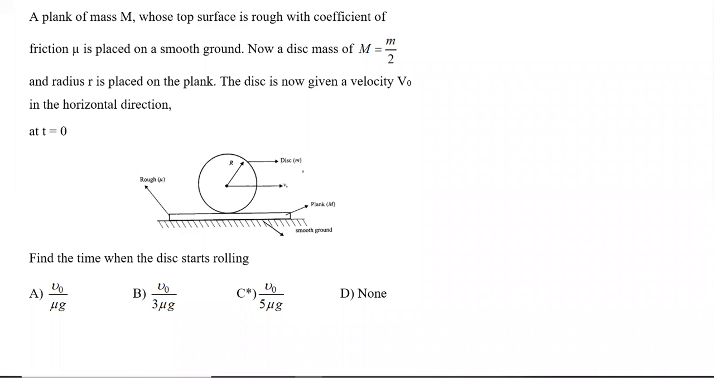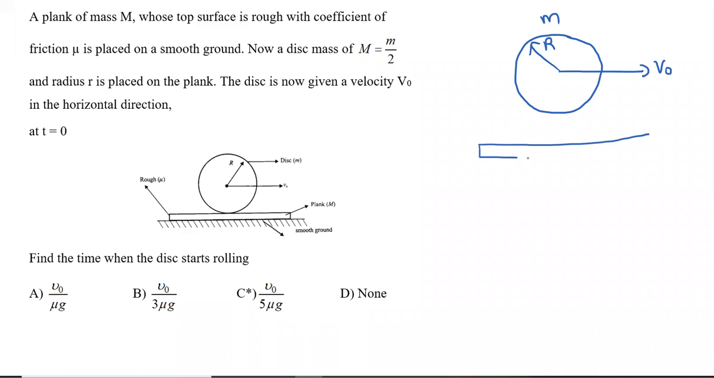A disk of mass m is given a velocity v, and the plank is not having any velocity. So I'm giving a velocity v naught to the disk. Mass is m, radius is r. Since it is clearly slipping, the downmost point of the disk is having velocity v naught because there is no rotation, only translation. Whereas our plank is not having any velocity, so this is a slipping case.